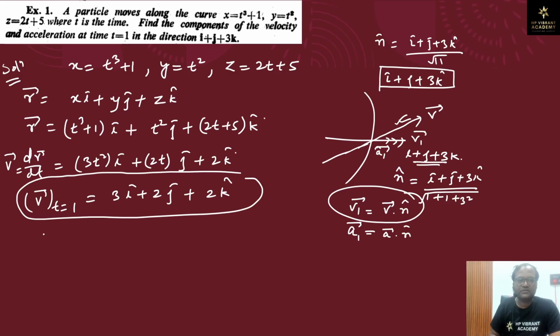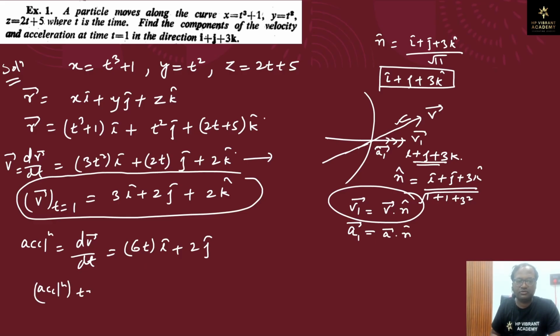Now let us find the acceleration. Acceleration is equal to dv upon dt. Let us differentiate this equation with respect to t. So this is 6t i cap + 2 j cap. So acceleration at t = 1 is 6 i cap + 2 j cap. So this is the velocity and this is the acceleration.